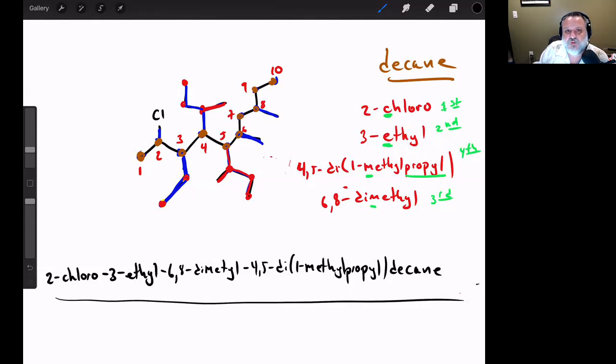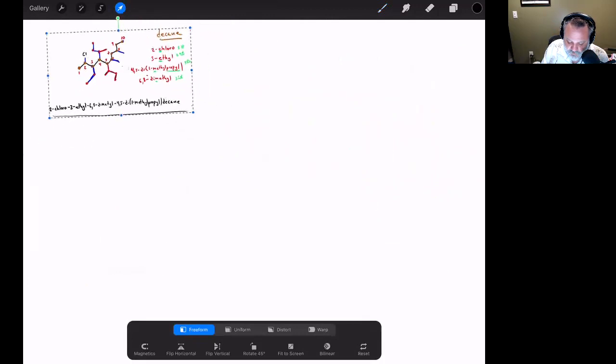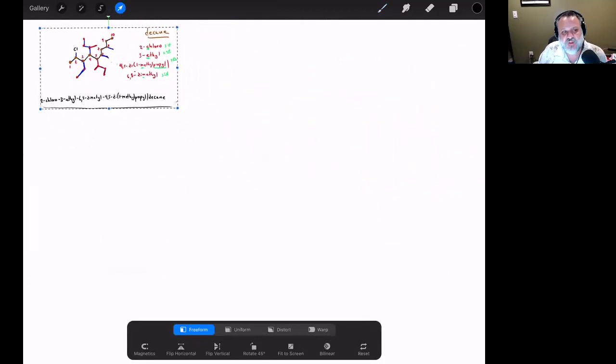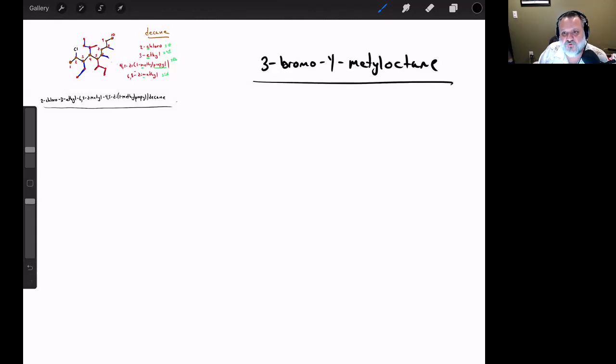So not only are you going to have to be able to take a picture and name it, you're going to have to be able to take a name and draw it. So let's take a look at something like this. Let's take a look at 3-bromo, 4-methyl octane. So if I give you a name, you also have to be able to draw it.